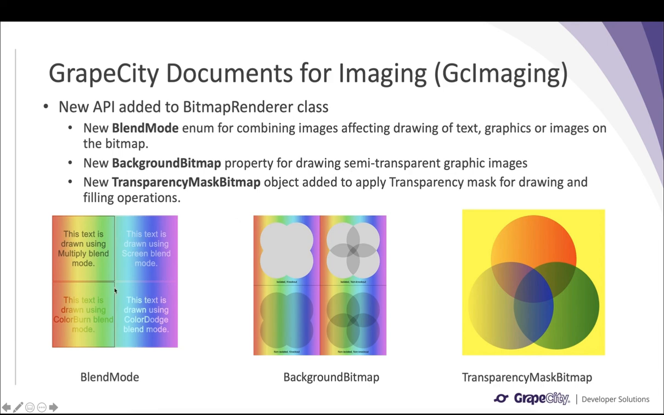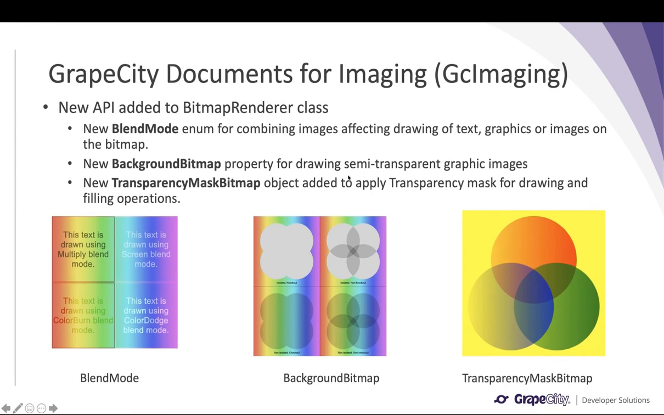bitmap. So if you see over here, this image is generated using GC imaging, where we have applied different blend modes when drawing text over the underlying image. The underlying image is a spectrum image, and you see that with different blend modes, we have generated different effects.